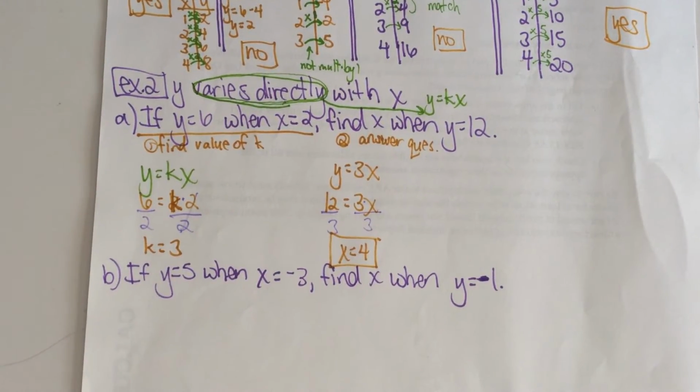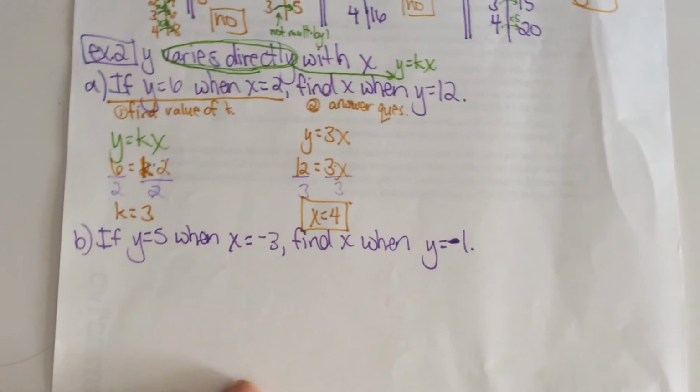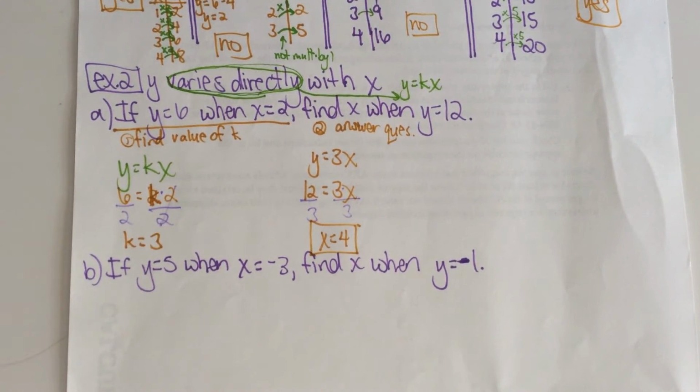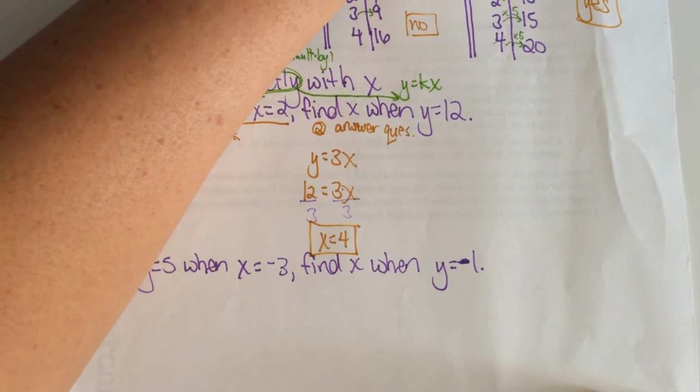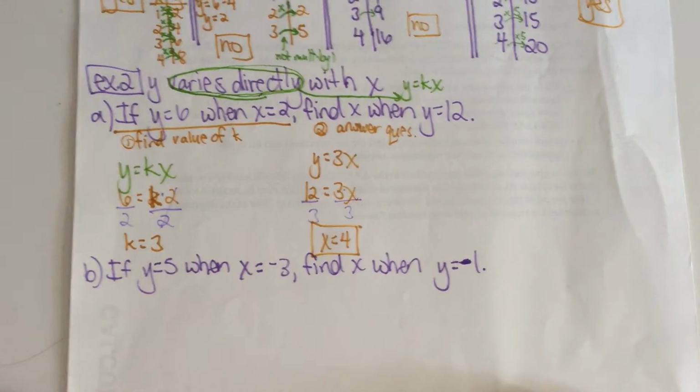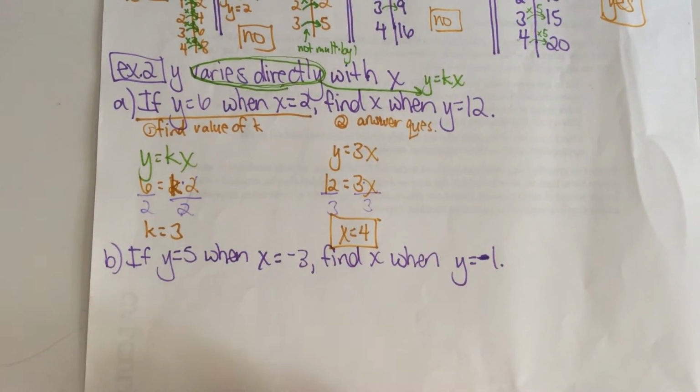So for B, first I want you to find the value of k. Make sure you're not going all the way. I want you to just find the value of k. Okay, so let's do that part first.